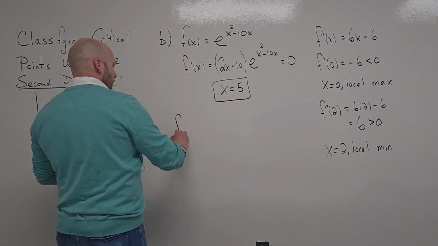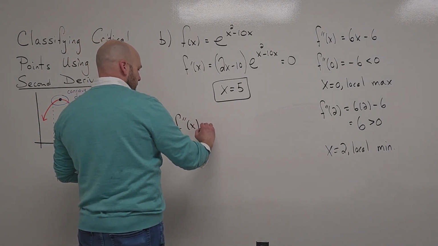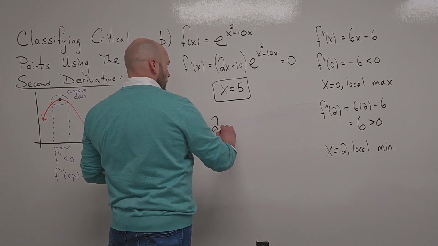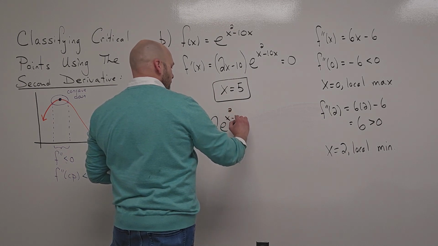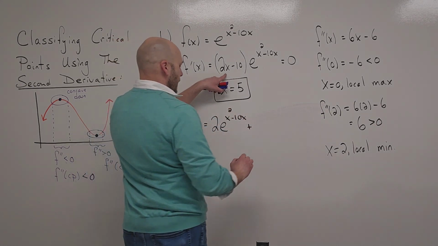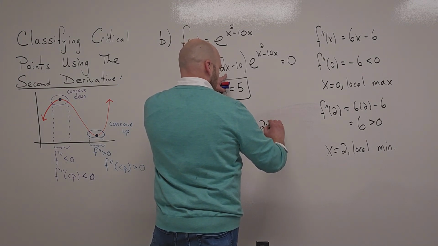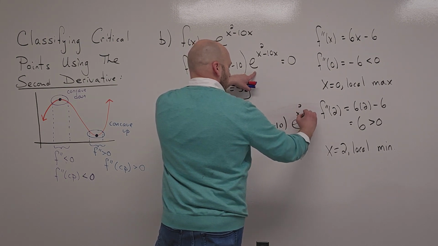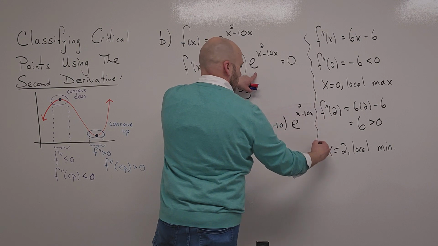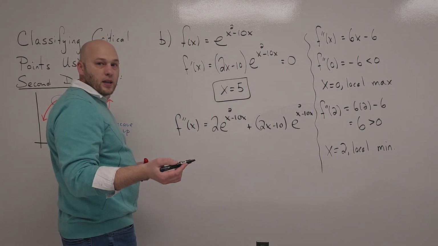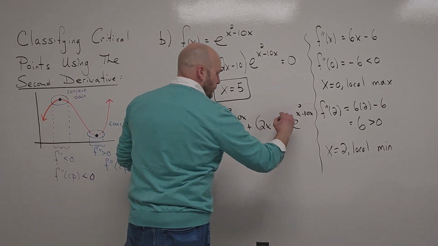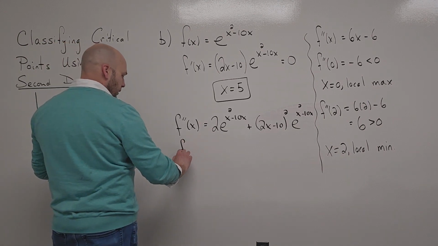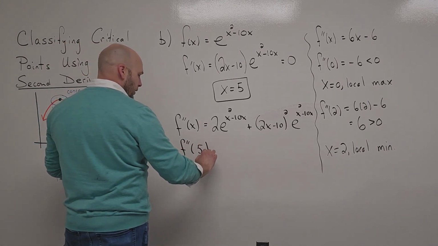So for the second derivative, okay, so I've got a product rule, so 2 e to the x squared minus 10x plus the first factor here, which is 2x minus 10 times the derivative of the second, so I get an e to the x squared minus 10x. And then I'm going to get a 2x minus 10 using the chain rule, comes out as a factor, which means I'm going to have a 2x minus 10 squared. Okay, then I will plug in the critical point, so f double prime evaluated at 5.